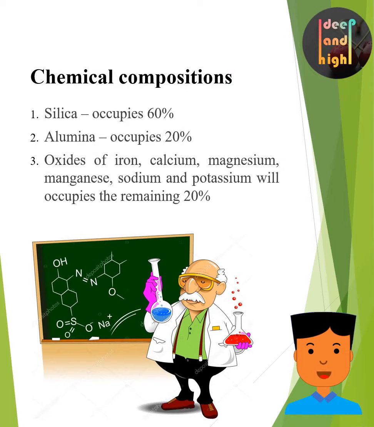Chemical compositions of good bricks are as follows. In a good brick, silica particles should occupy 60% of its total volume. Alumina should occupy 20% of volume. And finally, oxides of iron, calcium, magnesium, manganese, sodium, and potassium will occupy the remaining 20%.